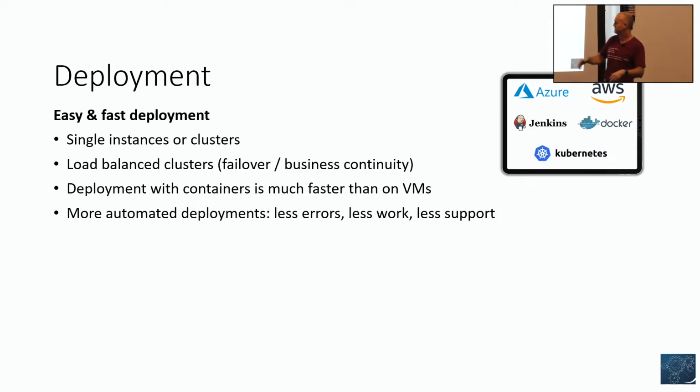But once you have that, it's very easy to fire up either single instances of applications or maybe clusters, where you've got multiple instances of things like PASOE or front-end components, and we'll talk a bit about that today as well. Load balancing becomes so much easier because spinning up instances that are part of a load-balanced environment is very easy. And deploying applications that are in containers is much, much faster than deploying anything on a virtual machine. You can do a lot more automated, which gives you fewer errors, less work, and less support to be doing as well.